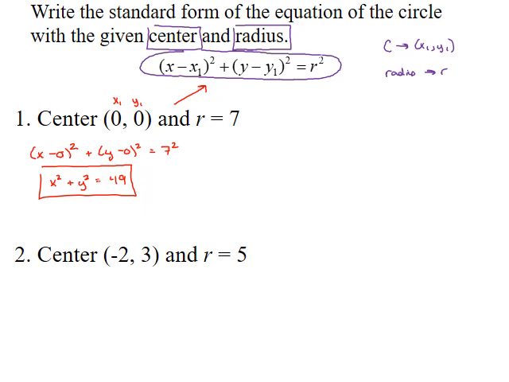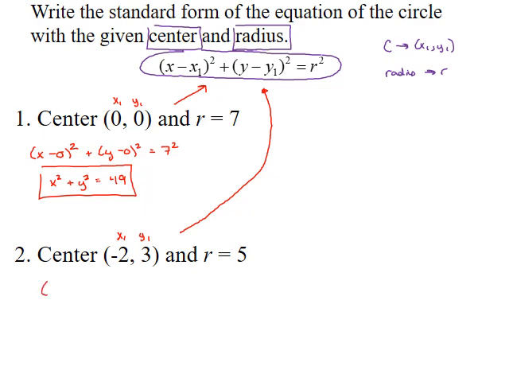Now, obviously, not every circle is going to be centered at 0, 0, so we have to know how to deal with that as well. So let's look at number 2. What if you want to write the equation of a circle that's centered at -2, 3 and has a radius of 5? Well, once again, this time we can call x1 -2 and y1 is 3, and as you can see, the radius is 5. And once again, plug all 3 of those numbers into the standard form of a circle.